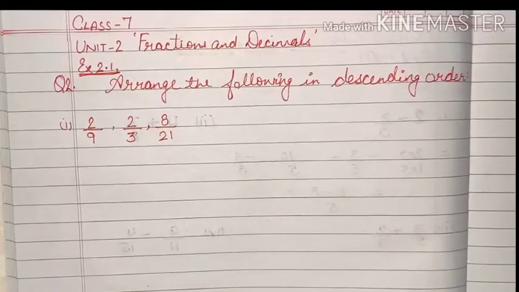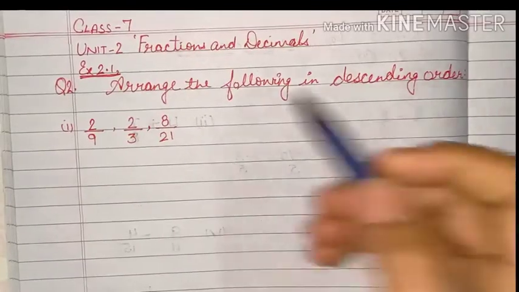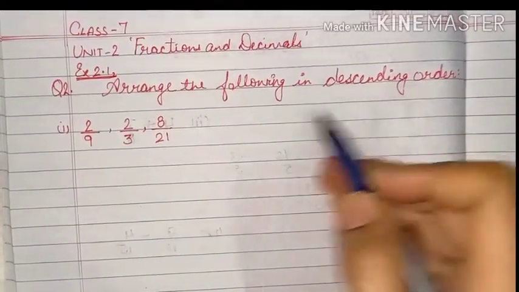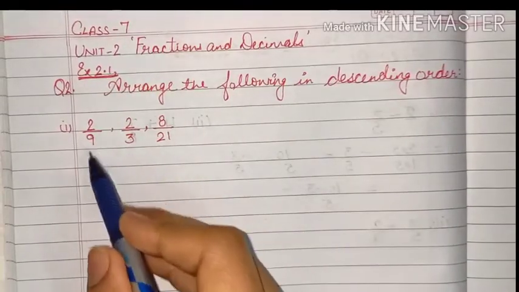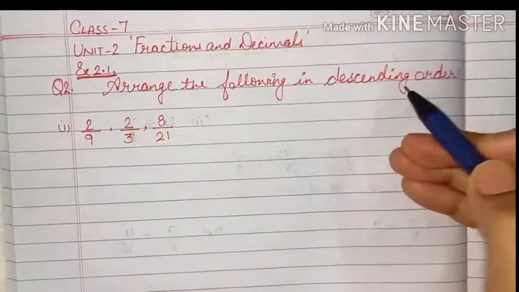Hello students, let's see question number 2 of exercise 2.1. It is given: arrange the following in descending order. Here we are given three fractions: 2 by 9, 2 by 3 and 8 by 21. We are to write them in descending order.